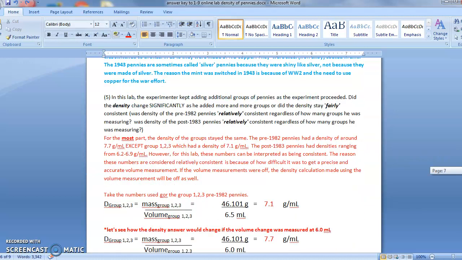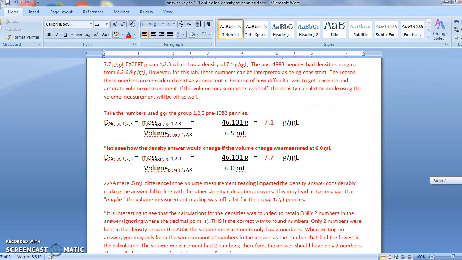We continue on. In this lab, they kept adding more pennies. So they started with group 1, then they went to group 2, group 3, they kept adding more groups. Group 4, they kept adding more of the same kind of pennies. Why were they doing that? I think the experimenter was trying to show you that the densities did not change for one of the particular pennies. It did not change significantly. Really, it didn't change at all if we consider the error in reading the volume, but the densities remain constant.